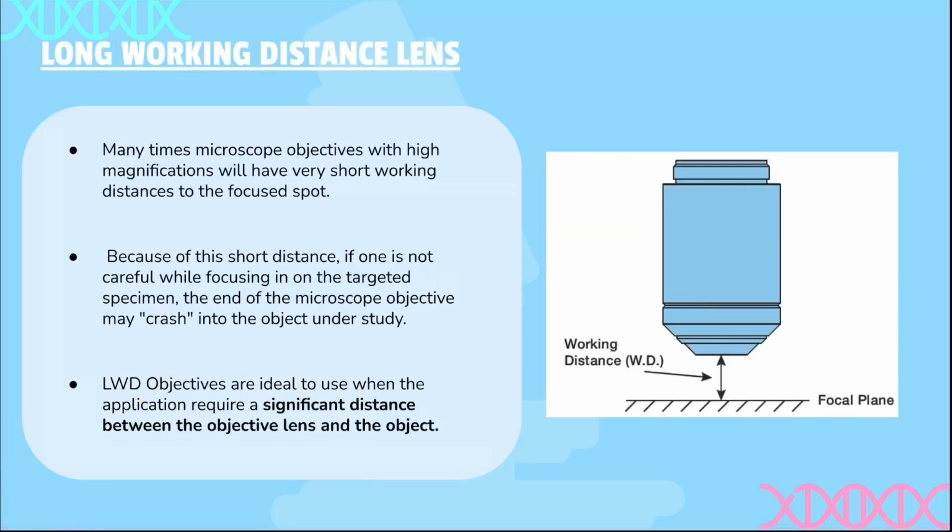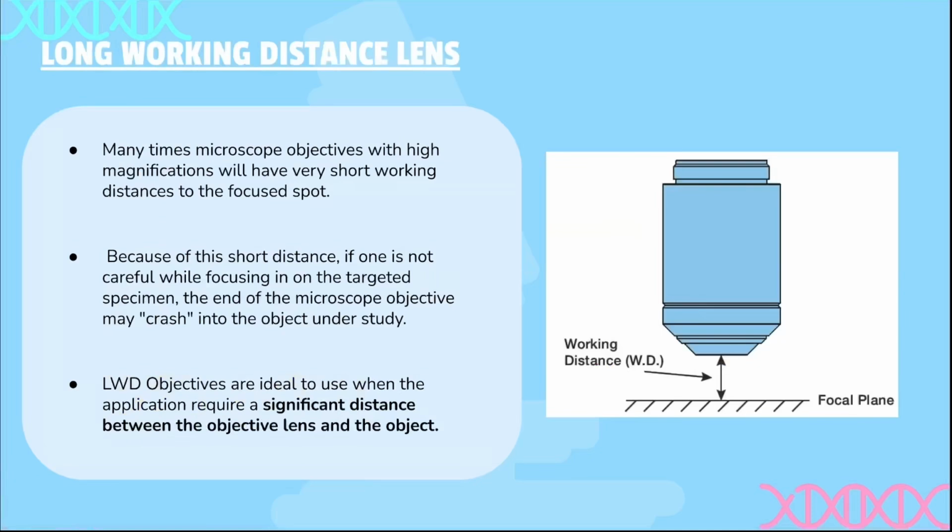Immersion objectives also, which operate with a liquid medium of defined refractive index, which is oil, between the front lens and the cover slip, are more restricted in working distance lengths. If the working distance is too large, maintaining the oil between the objective front lens and the specimen can be a problem, and it could lead to aberrations and could possibly destroy the image resolution.